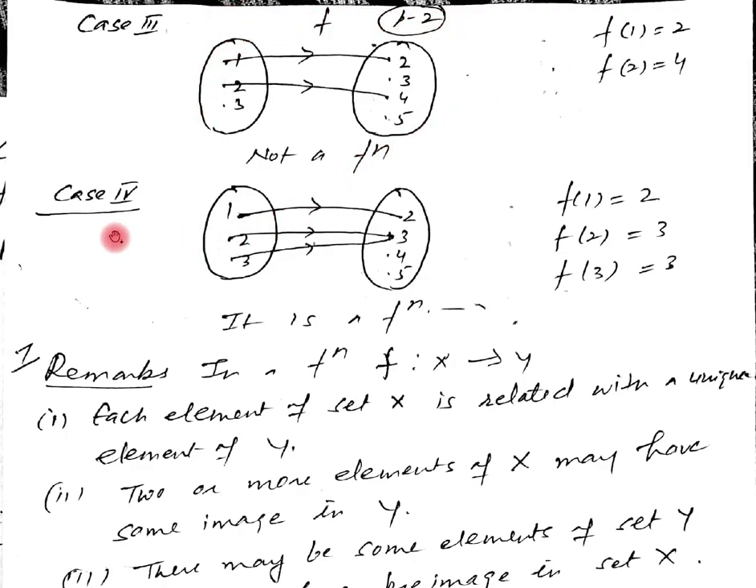Similarly, let us see case 4. Now, can you say it is a function? Again, every element of x is related with the unique element of y. So therefore it is a function. No doubt these element 2 and 3 they have same image. So again this is a function. Let us see the difference again.